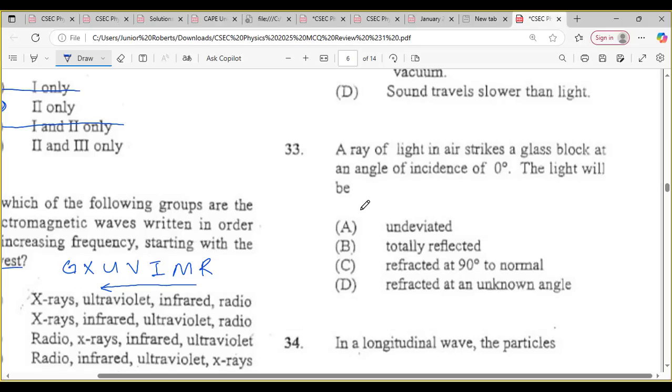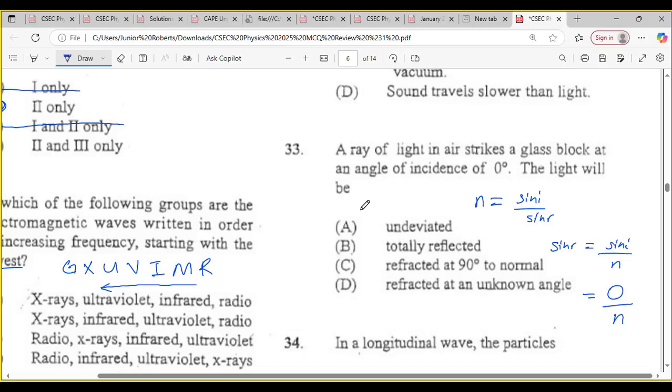It is simply because the refractive index n is equal to sine i over sine r. Now, if we determine sine r, we're going to have sine r is equal to sine i over n. Now, if i is 0 degrees, we're going to have sine of 0, which is 0, divided by n. 0 divided by n is 0.